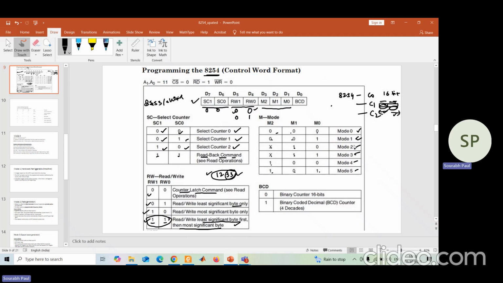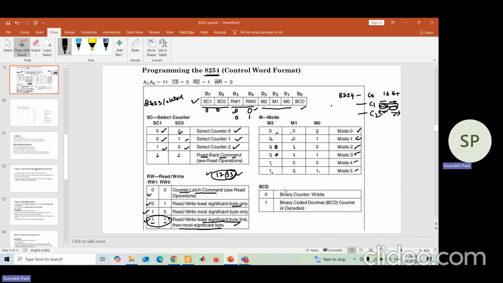Suppose if you need to select mode 2, without writing don't care, if you want you can use 011 also, or for mode 3 also you can write 011. Okay, sorry, for mode 2 you write 010 and for mode 3 011, when you have to select those particular modes. Now the last field is BCD.